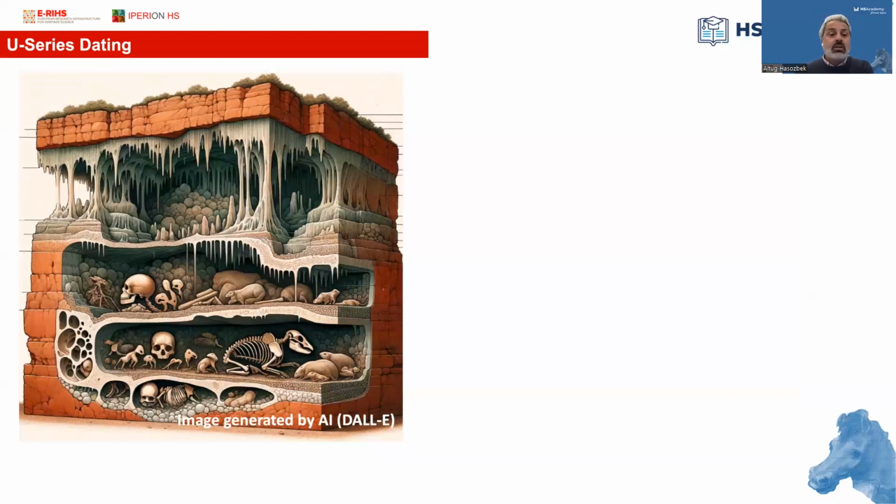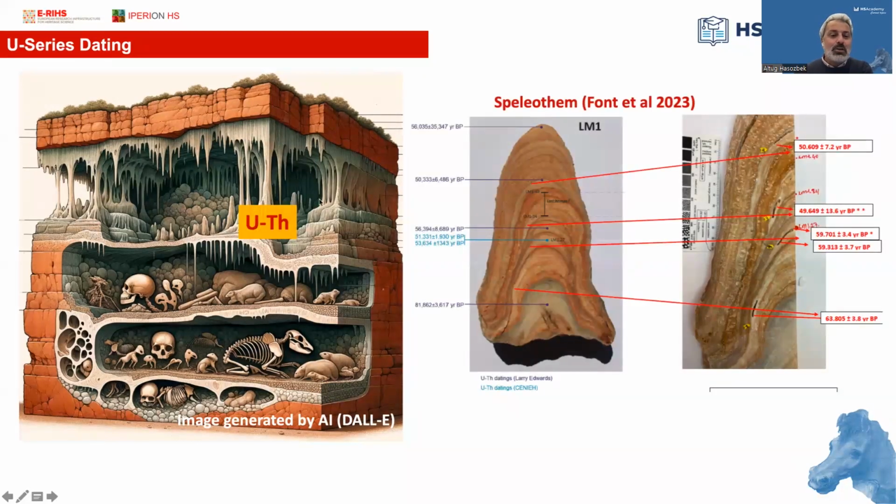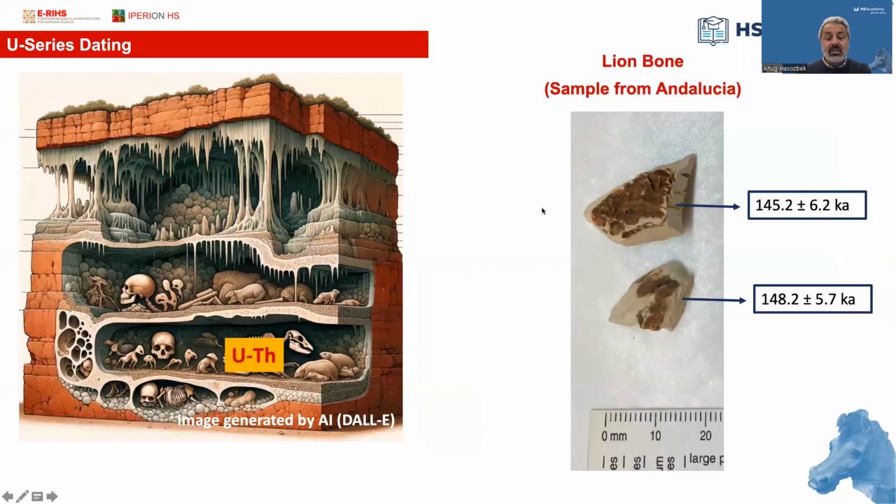Here is an example of uranium series dating. This is actually one of the first times I'm using an image generated by artificial intelligence, which gives an interesting image. But this is speleothem dating, for example, uranium-thorium. This is from the Portugal dating. We dated this, and this is another example that was dated here, a lion bone sample from Andalusia.